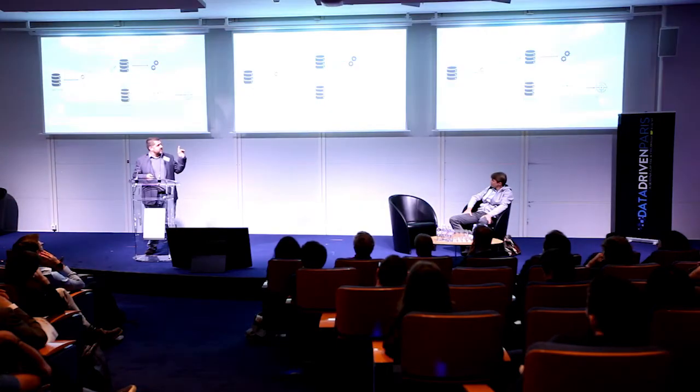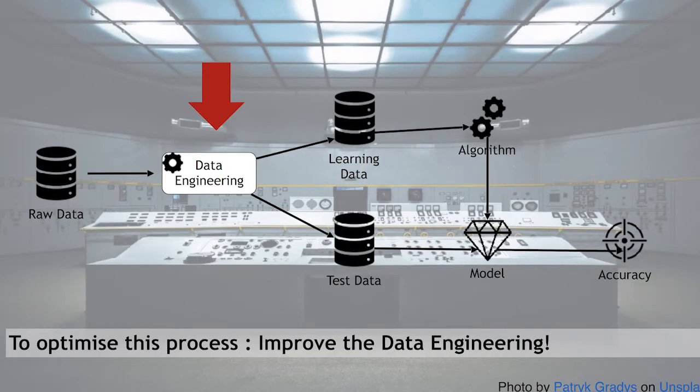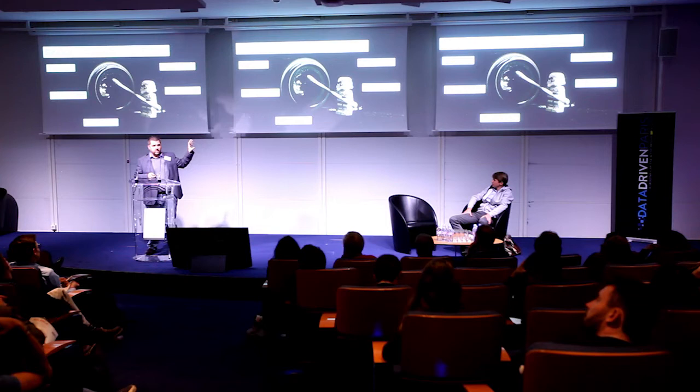It's really tough. Next thing to improve this process is data engineering. And data engineering is two main things. First, data cleansing. Your data can be corrupted, inconsistent, dirty, irrelevant, inaccurate. All this represents noise which will prevent your models from capturing all the essence of your data. Removing this is vital if you want to optimize your process. The less noise you have in your data, the better your accuracy will be.